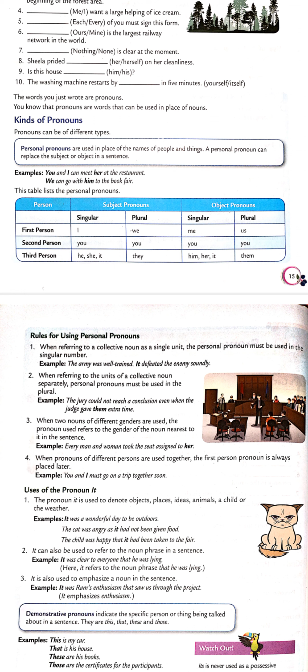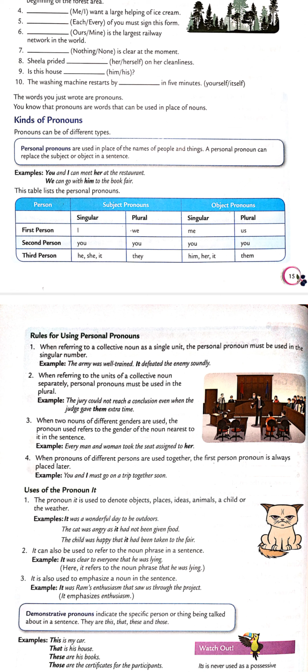Now, third rule is it is also used to emphasize a noun in the sentence. Like it was Ram's enthusiasm that saw us through the project. So it emphasizes enthusiasm. It was Ram's enthusiasm. So it is used here for Ram's enthusiasm.